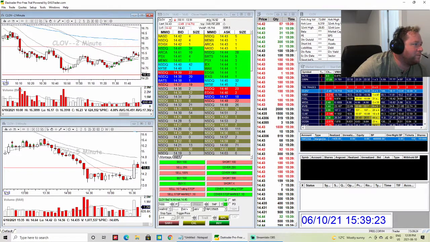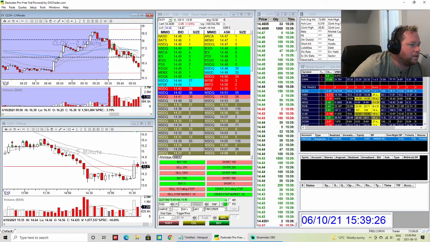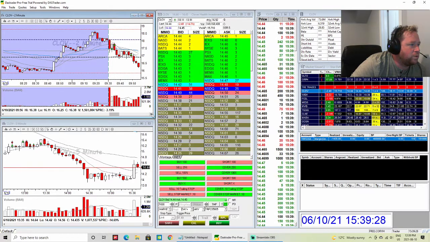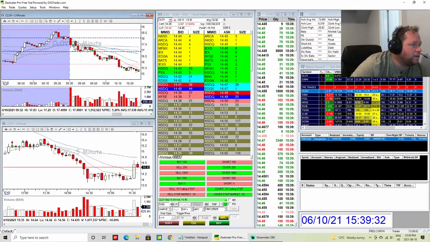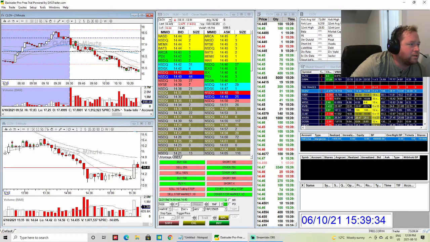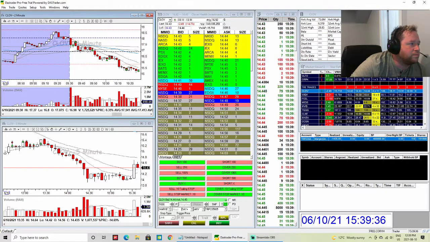So, right off the bat here, it kind of worked in my... No, it didn't. It did not work in my favor. Clove is actually what killed me today. I did buy, and then I bought again because I thought it was going right here. I was chasing.